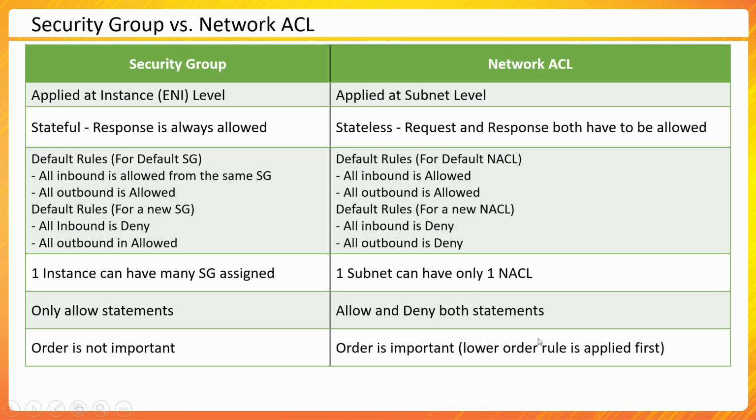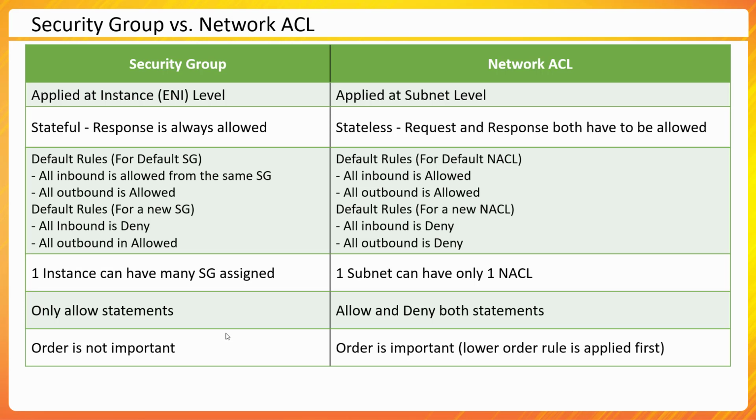Right. Next thing, order is not important in a security group because it is just an additive action. Security group 1 allows port 80, another allows 443, another allows port 22. They would all add up. But in network ACL, order is important. You have to define it in a way that your first ordered rule will be something which you want to allow or deny, and then other rules will be processed.